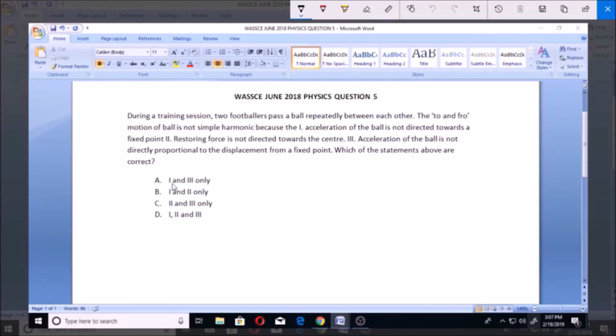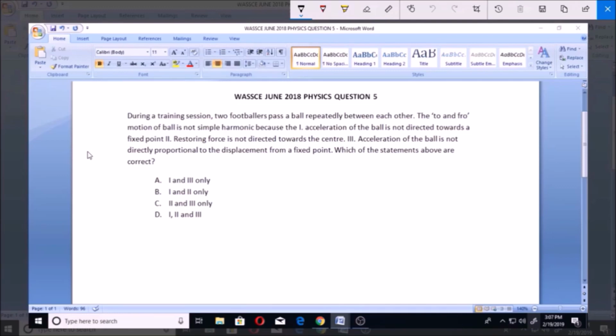A. I and II only. B. I and III only. C. II and III only. D. I, II and III. So what could be the answer to this?